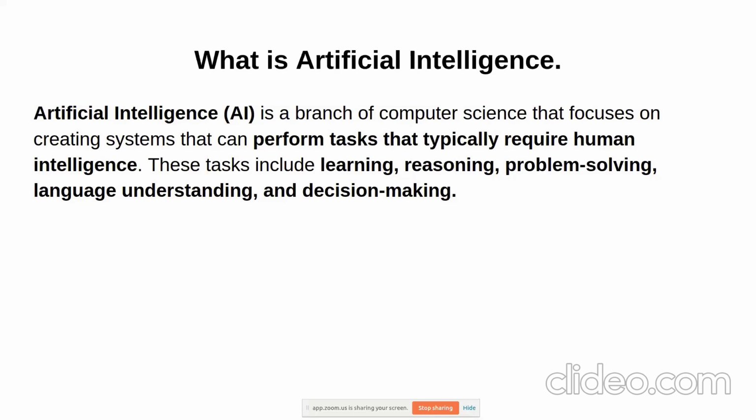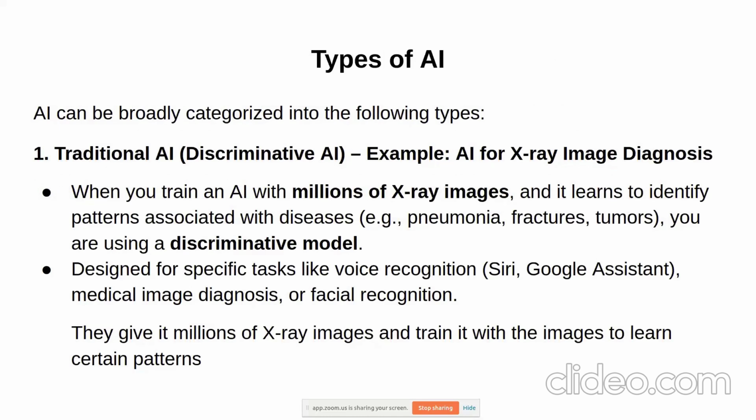Certain animals will not be able to understand language and make high level decisions. So these are the kind of things they are training computers to do, so that they're able to do tasks that require human intelligence. So we can group AI into two basic categories. We have the traditional AI, that's the discriminative AI.